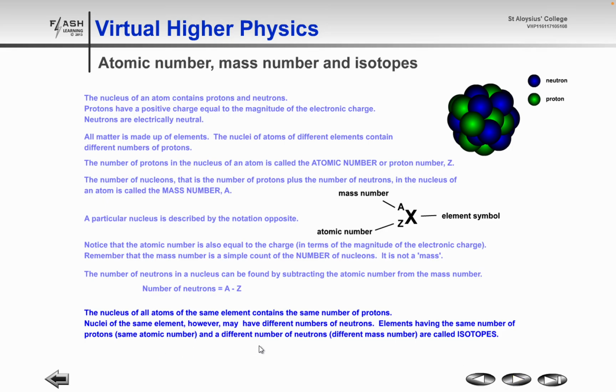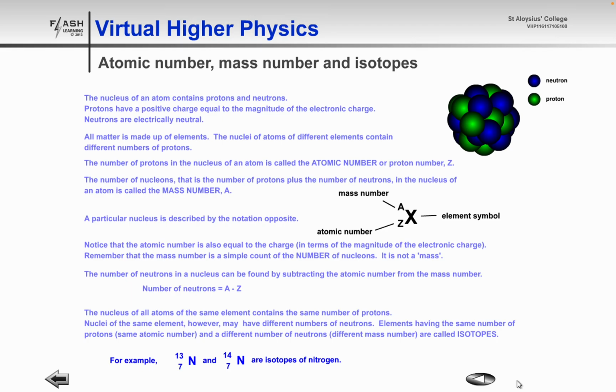And the nucleus of all atoms of the same element contain the same number of protons, but you can have different numbers of neutrons, and they are called isotopes of that element. So I mentioned carbon-12 there. You can also get what's called carbon-14. So the atomic number is still 6, but carbon-14 would have 8 neutrons in it. That's another reasonably common isotope of carbon as well. And there's a couple of examples for nitrogen, for instance. So nitrogen-13 and nitrogen-14.